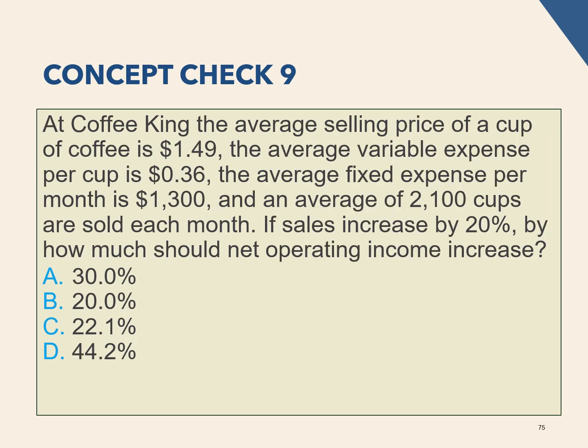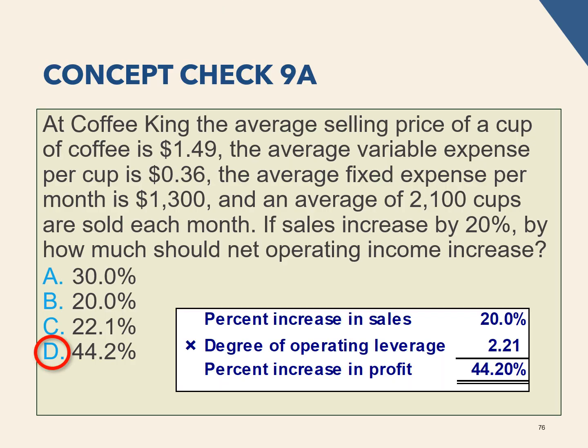Concept check number 9. What if sales increase by 20%? By how much should net operating income increase for Coffee King? What is your answer? The answer is D. You simply take 20% times 2.21, which is our degree of operating leverage. You will get the percent increase in profit, which is 44.2%.